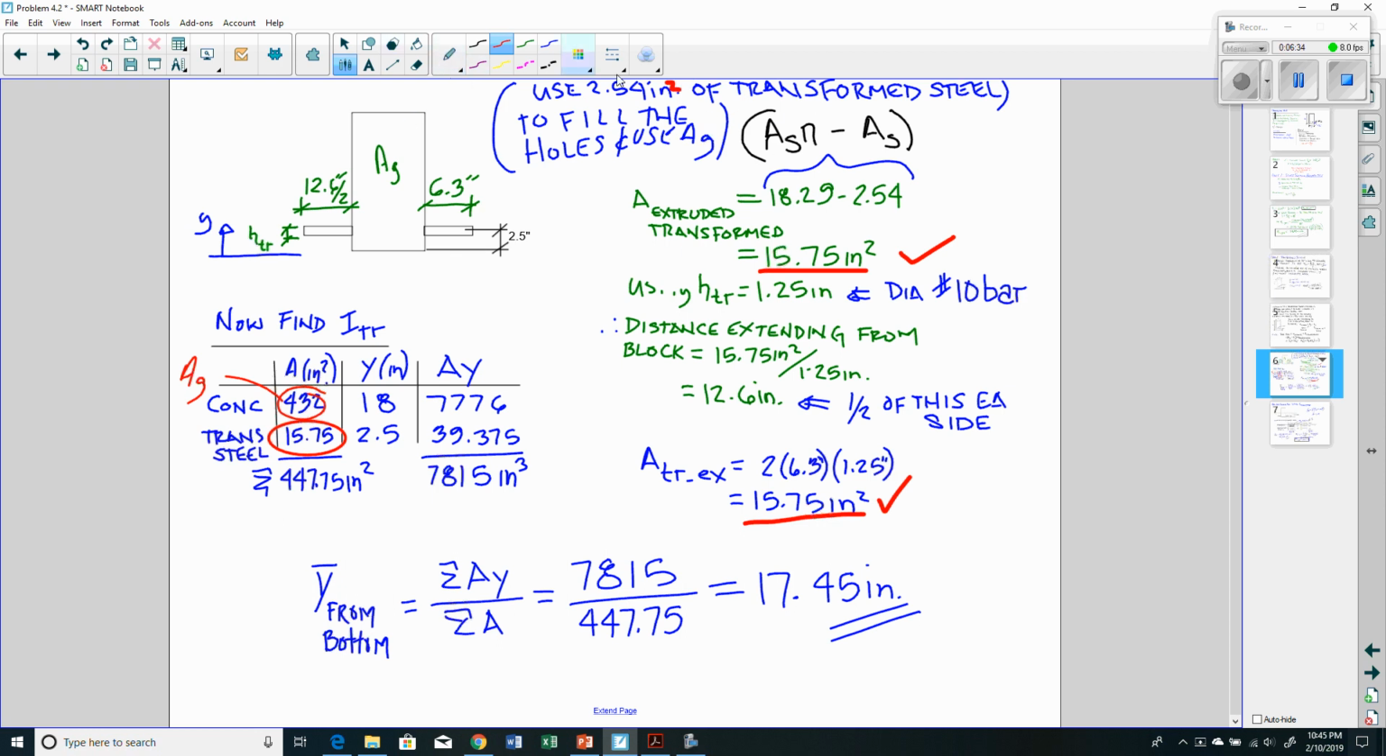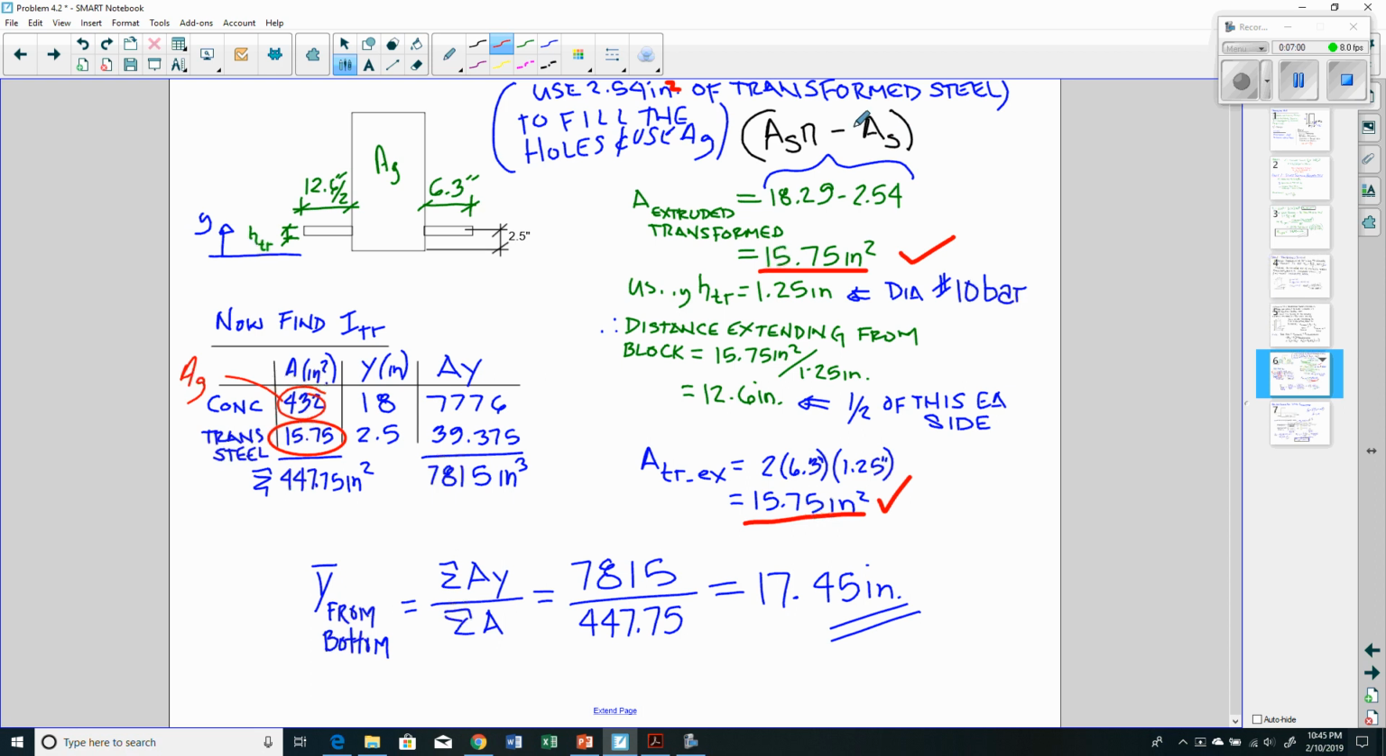So use 2.54 inches squared of the transformed steel to fill the holes, and then use AG. So the area of the extruded, all we're saying is, what is the dimension of this? I know everybody's been having a hard time visualizing this. So what is the dimension of this? If we say that we're just going to use a height equivalent to the bar diameter, we're going to figure out how far this extrudes out.